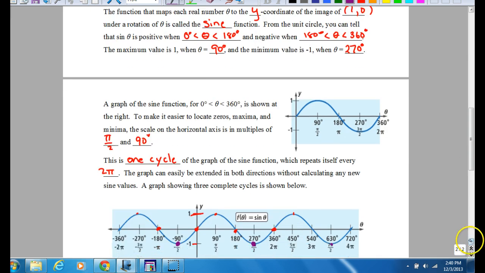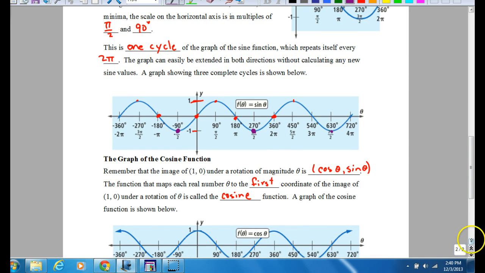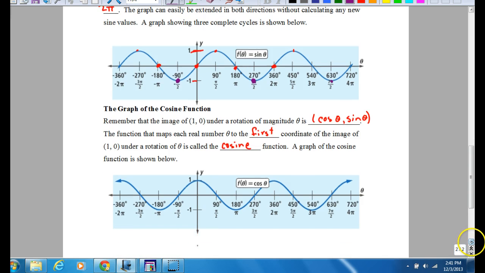All right. Down below is the cosine function, which is basically the same thing, except it's moved over by how much? What's the difference between this and this? By how much? 90 degrees or pi over 2. So it's a phase shift of 90 degrees or pi over 2. That's the only difference between them.